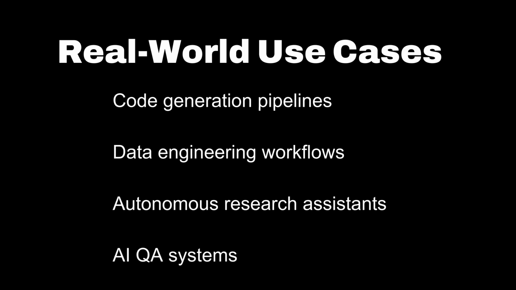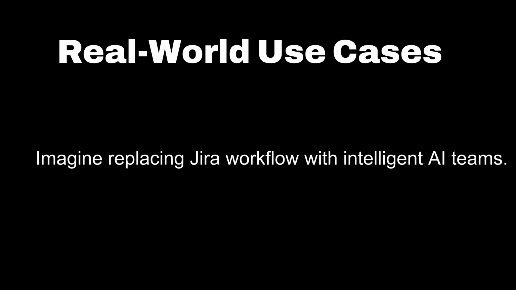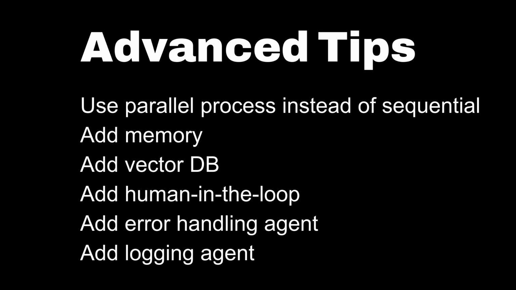Although I have created a very simple calculator example, there are real-world use cases, like a code generation pipeline, data engineering workflow, autonomous research assistants, and many more. Imagine replacing your Jira workflow with intelligent AI teams. There are many use cases where you can use agent handoffs and multi-agent workflows. This example can be enhanced. You can use parallel processing instead of sequential, add memory, vector DB, human in the loop, error handling, and add logging to your agents. There is much more you can do with this.